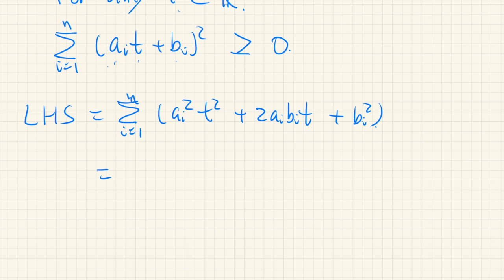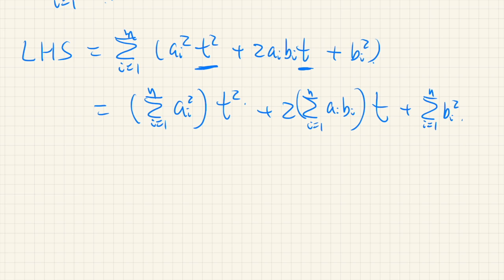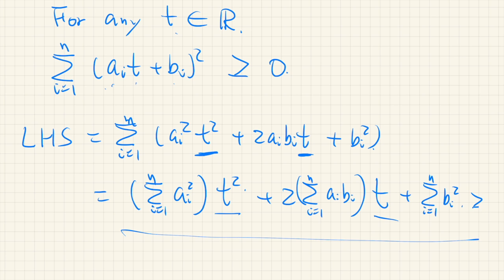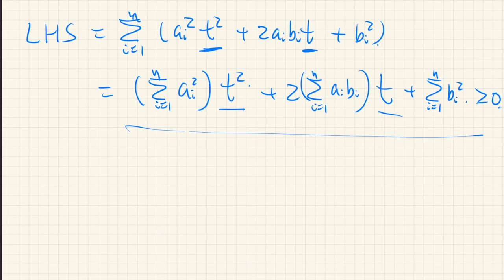So let's consider this as a quadratic form of t. Let's summarize this, taking t squared out. We have the sum from i equal 1 to n of ai squared times t squared, plus 2 times the sum of ai bi times t, plus the sum of bi squared. So this is a quadratic form of t, and it is always greater than or equal to 0. What this means is that the discriminant of this quadratic form is non-positive.